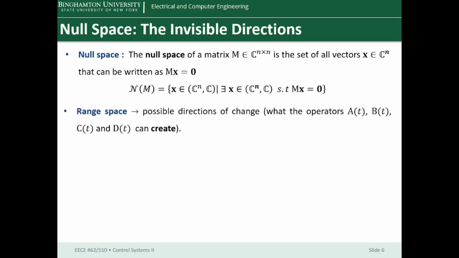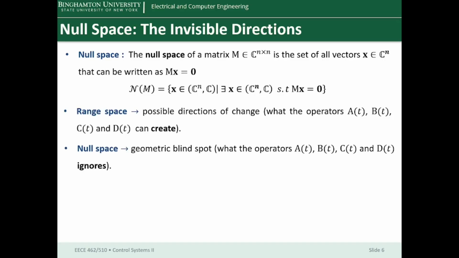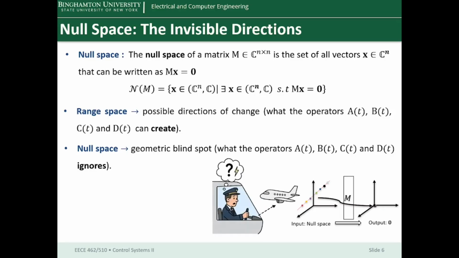If the range space is everything the machine can produce, the null space is its geometric blind spot, the set of inputs that the system simply doesn't see. The key idea is this: vectors in a null space are invisible to the operator M. If you feed the system an input that happens to align perfectly with the null space of M, it gets completely absorbed, producing no effect at the output. It's silent.